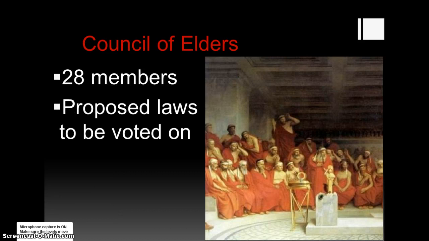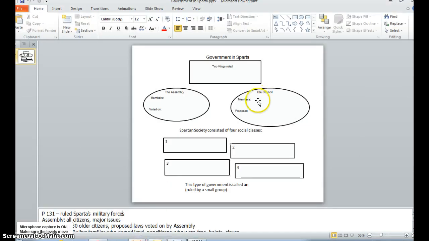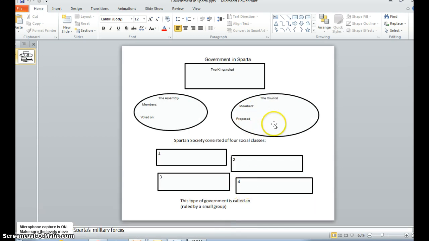Now below that you have two other parts of the government. The Council of Elders, which, so it says made up of, and you write 28 members, and then proposed, and you write laws to be voted on. So let's take a look at that graphic organizer. So members, 28 older citizens, proposed laws to be voted on by the assembly.